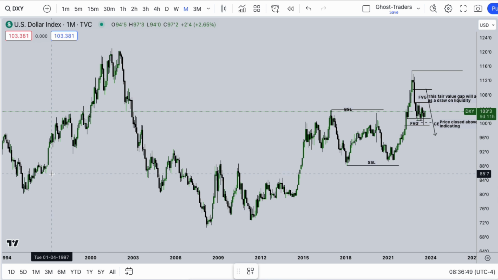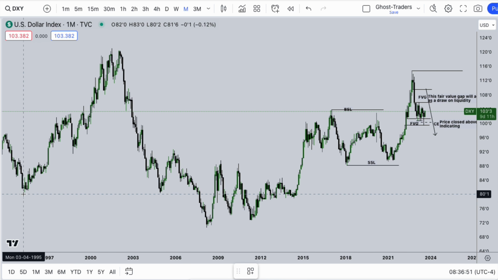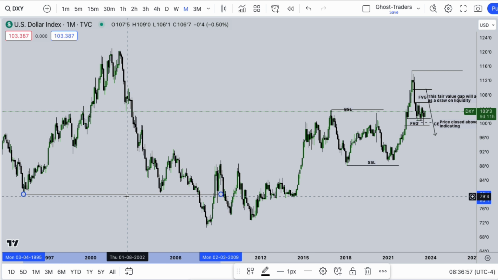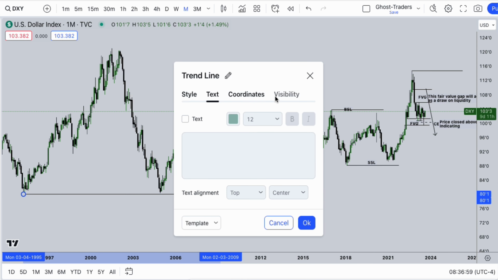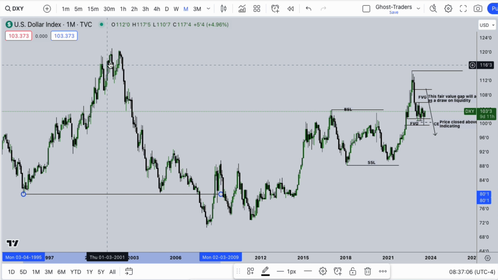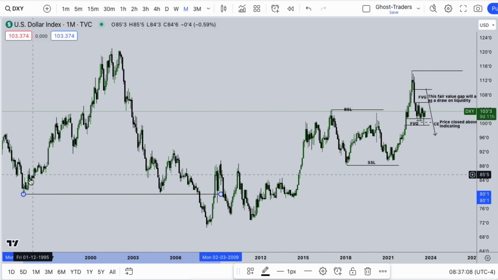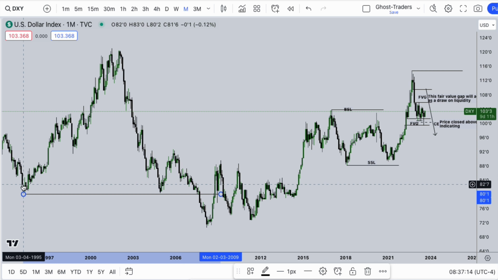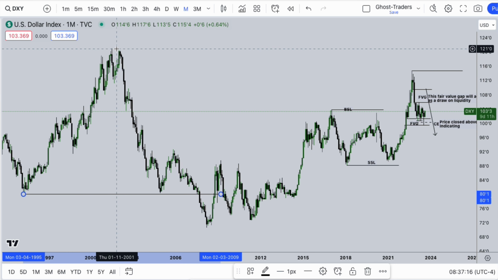Let me note this low here. So we have a low here, and this is the low that begins this movement upwards. Okay, so this is the low that begins this significant move going up, or this is the low that begins the rally.